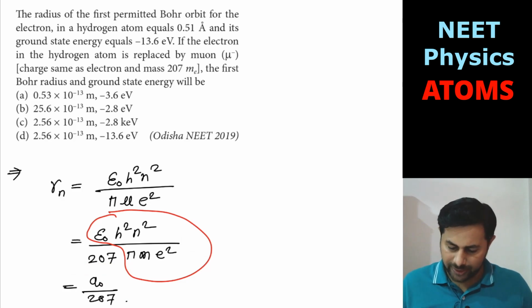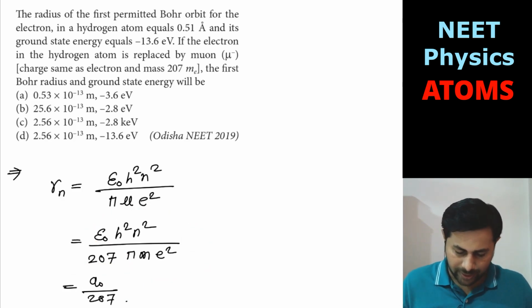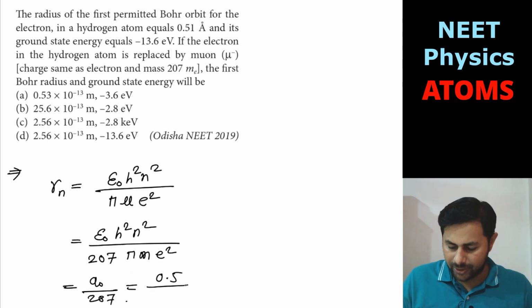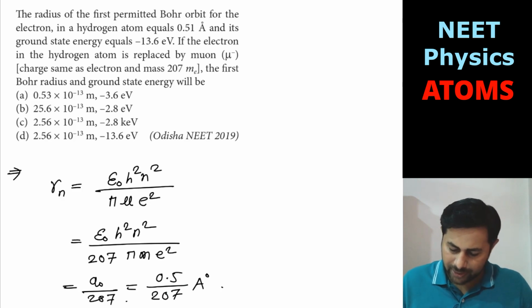Okay, so what is a naught? All right, I will erase this. This is equal to a naught, 0.5 angstrom. So 207, these many angstroms.